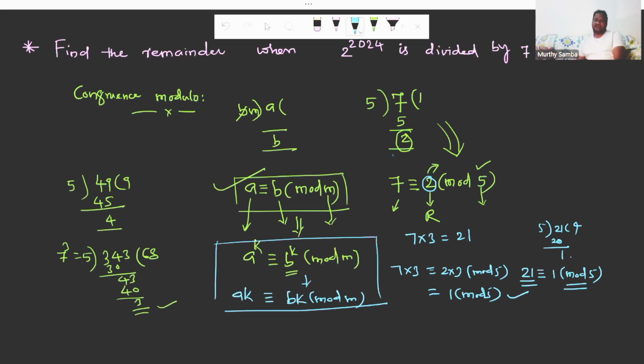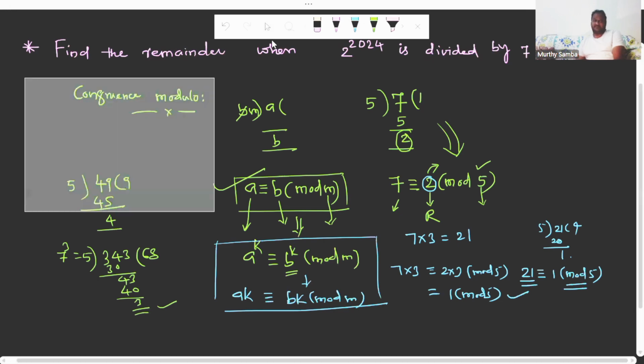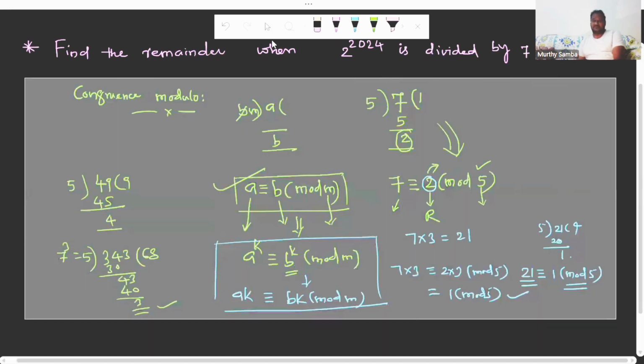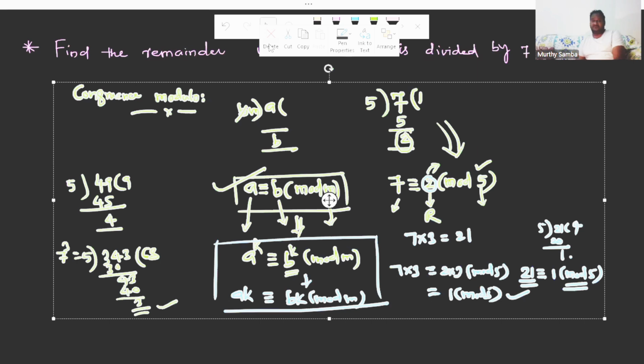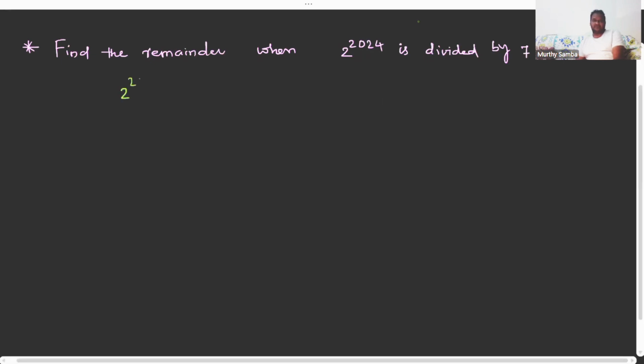Hope you understand. Without wasting time, let's get into our problem. And please do remember this congruence modulo concept, because this is one of the most useful concepts in number systems. Fine. Now, what is the remainder when 2 power 2024 is divided by 7? How do we start?